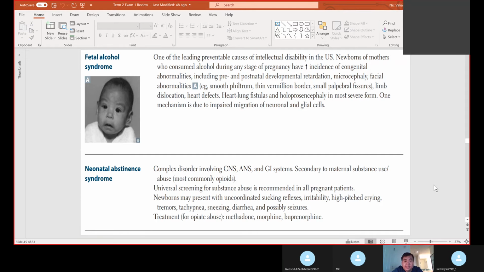Neonatal abstinence syndrome, this is because the mother is abusing drugs, most commonly opioids. So you can see in the kid irritability, high-pitched crying, tachypnea, sneezing, diarrhea, and possibly seizures. Don't forget that withdrawal from opioids causes sneezing. I know, they love that on the vignette. What's the treatment for opiate abuse, even though the mom is pregnant? You can give methadone, morphine, or buprenorphine, or a short-acting opioid agonist.